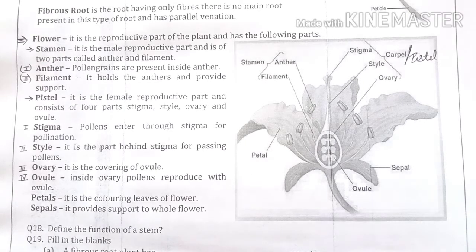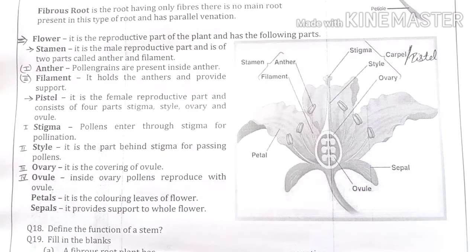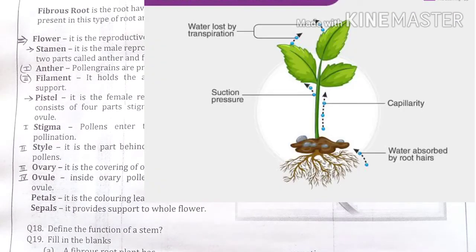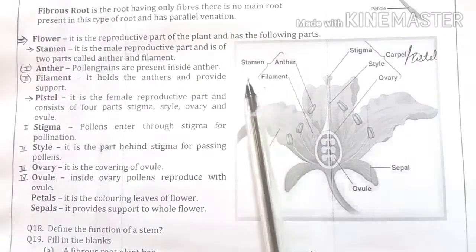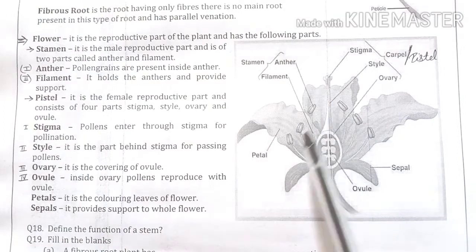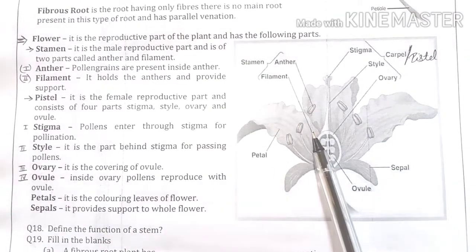For reproduction, it is necessary that a flower is present in a plant. So, starting from the flower, the first is the stamen. Stamen is the male reproductive part and has two parts, called anther and filament. The stamen is called the male reproductive part of the plant.